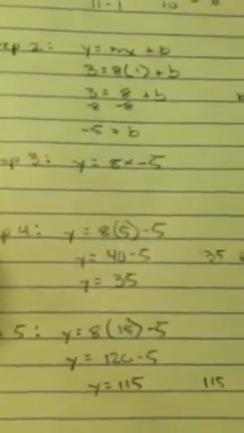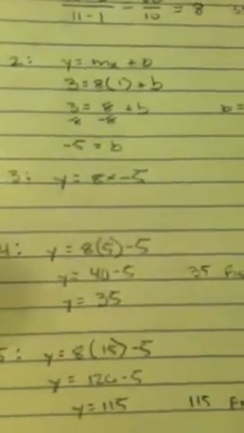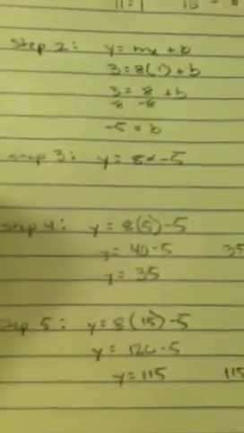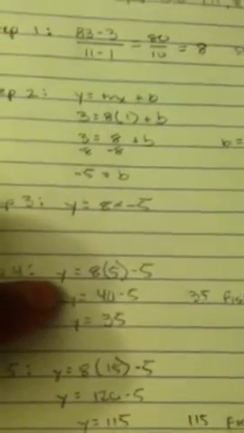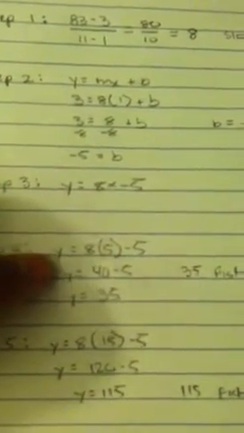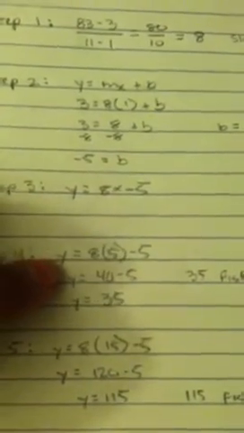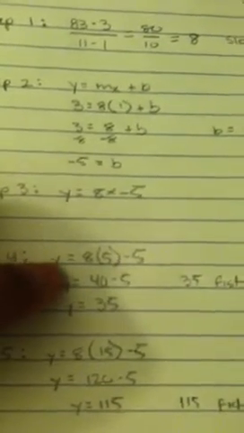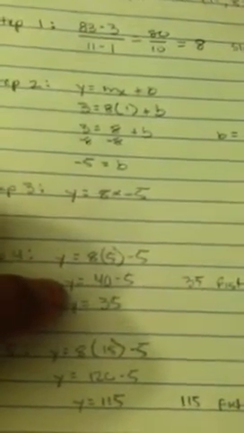And the second part of the problem is to find how many fish Ben caught in week 5. So we would plug 5 in, replacing x in our equation, so it would be y equals 8 times 5 minus 5. The next step would be y equals 40 minus 5, and our total would be y equals 35. So Ben caught 35 fish in the 5th week.